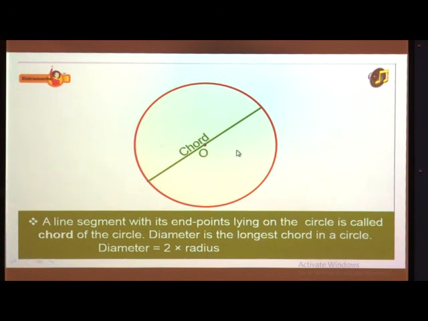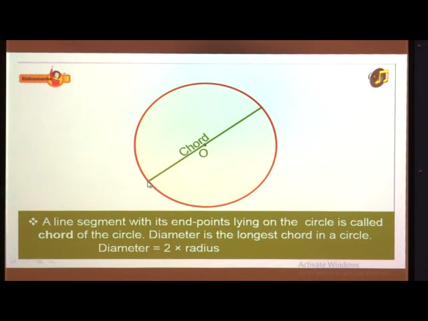Now we will see about chord. A line segment with its end points lying on the circle is called a chord of the circle. Now you can see, this is the line which is passing through the center of the circle. This is called the diameter, and the diameter is the longest chord in a circle.